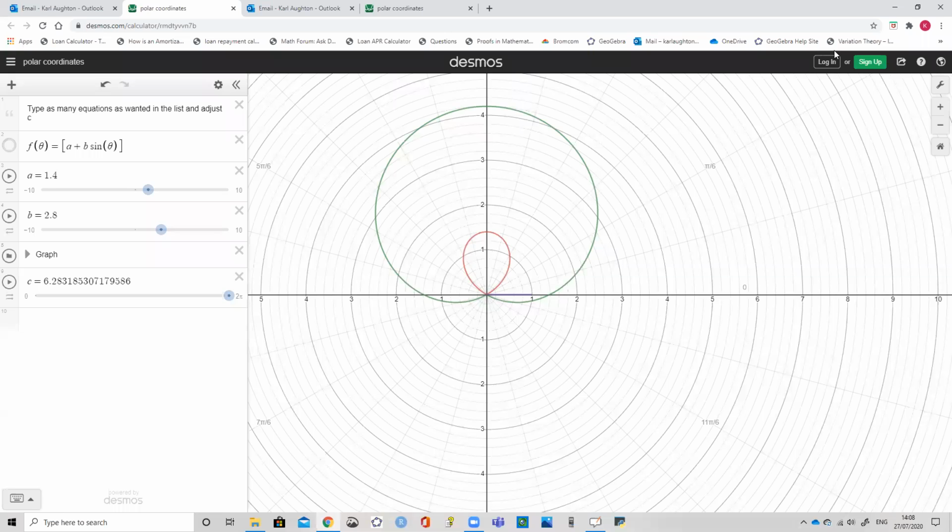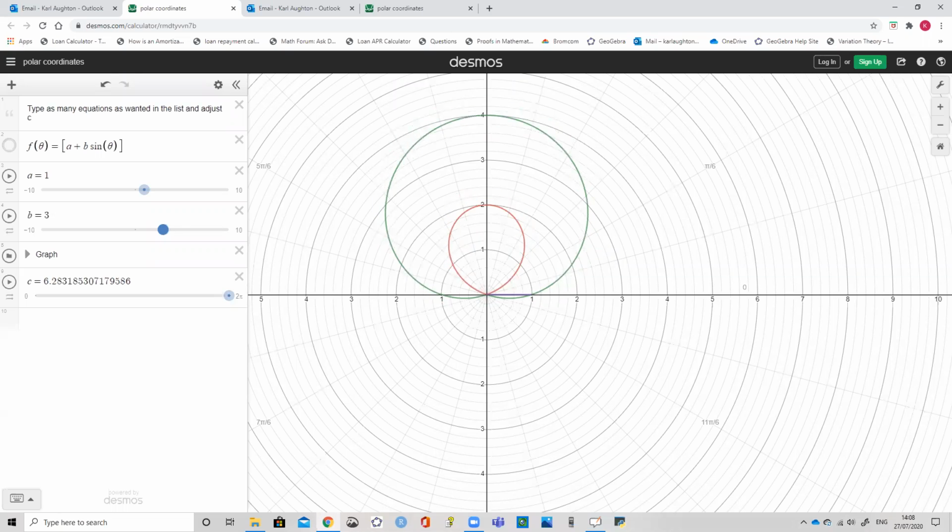Okay, so here is a limacon. We've got 1 plus 3 sine theta, so a is 1, b is 3. So this is r equals a plus b sine theta. What you can see is two things. First of all, this limacon has an inner loop, here in red. It's going upwards as well. It sort of opens out upwards.